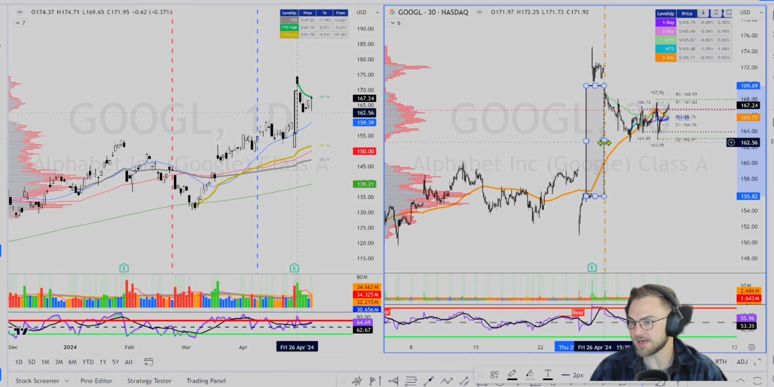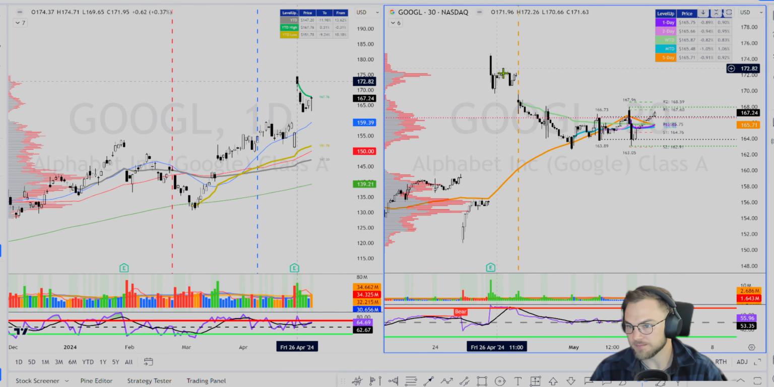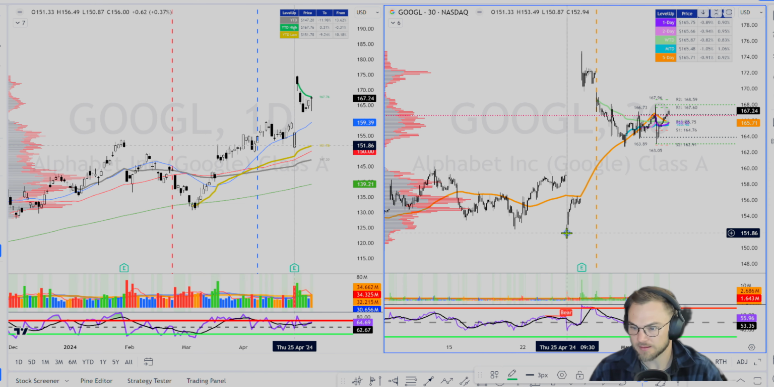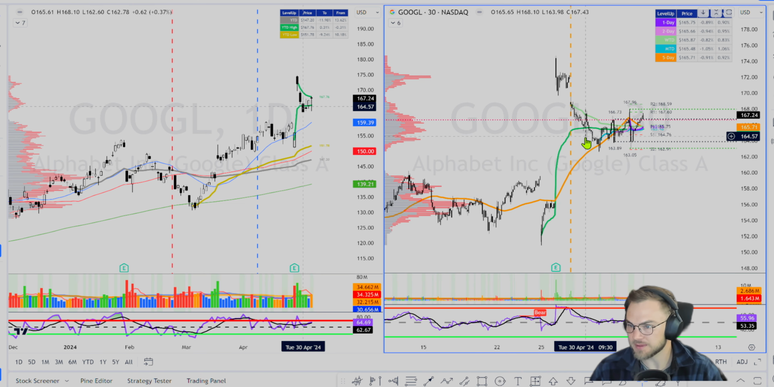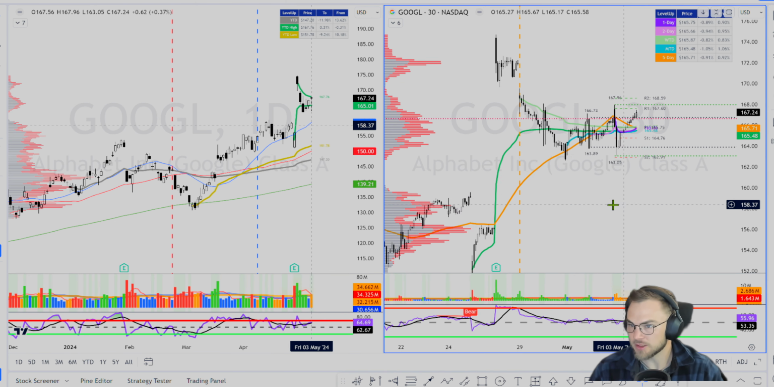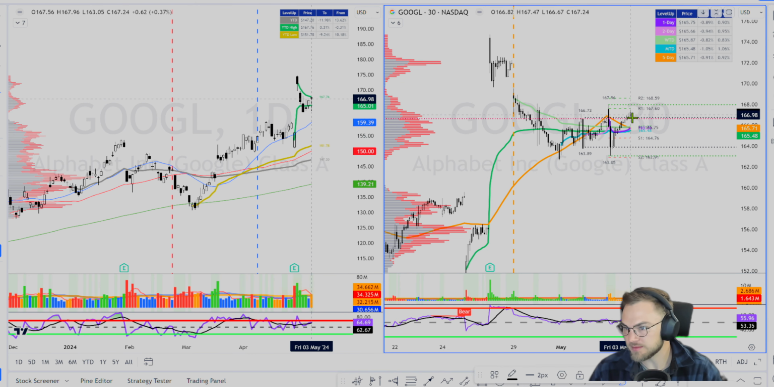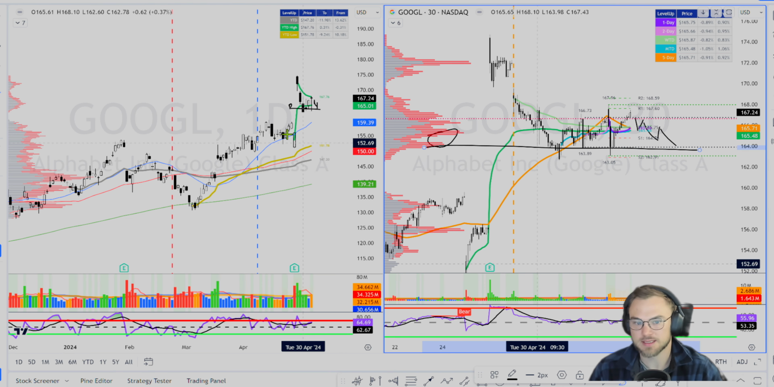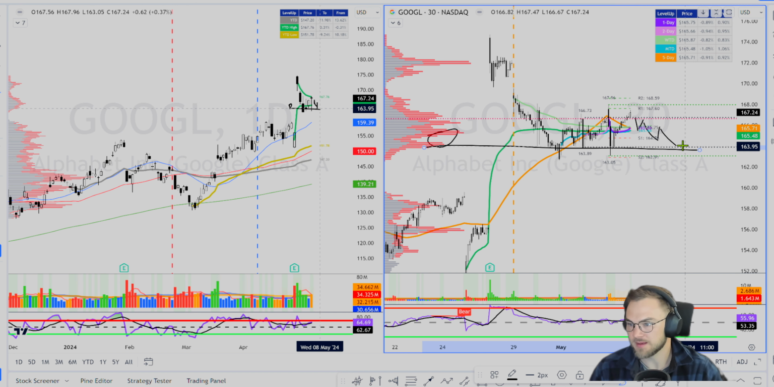So we look for this to pull back, just like it's doing. See, we held this, got back above that. So we'll be looking on Google for just a little dip, maybe into here, filling this VP level. See this continue to act as support. Okay. Then we get back above this 5-day moving average.